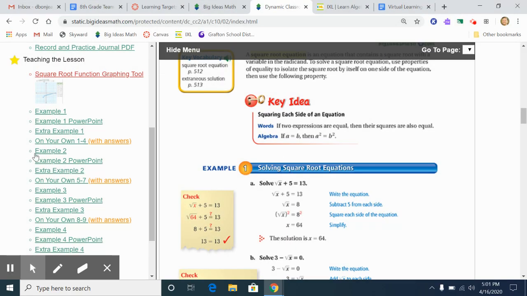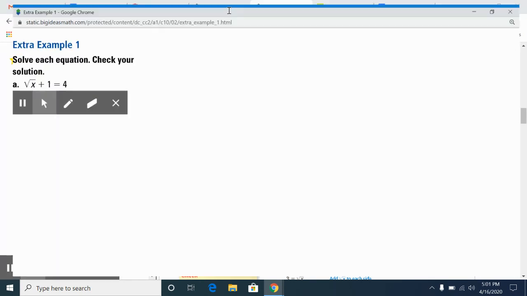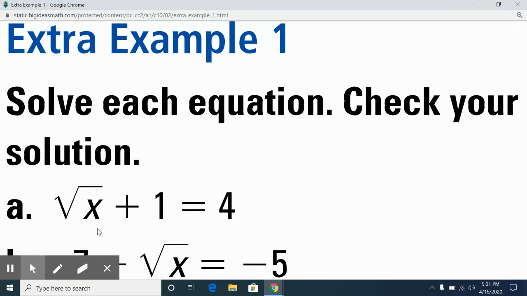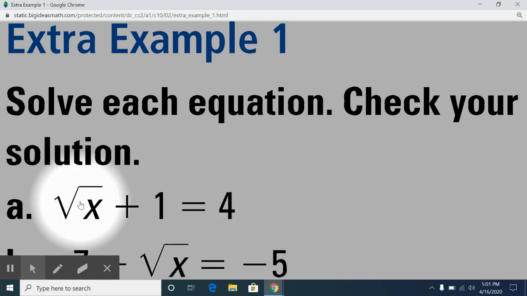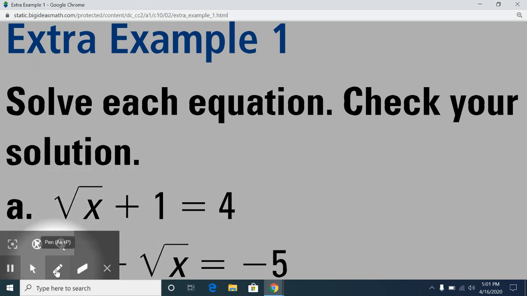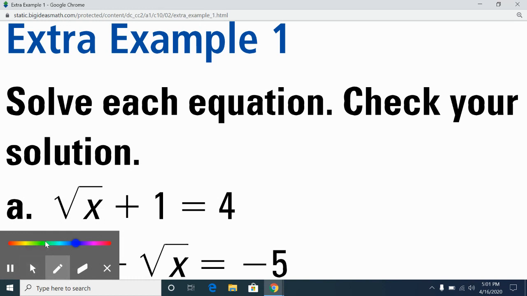All right, let's look at an extra example quick. I'm going to fly through A because it's simple. If we subtract 1, we want to isolate this, right? If we subtract 1, we get 3, and then we square both sides and we get 9. But now I want to look at this bottom one.